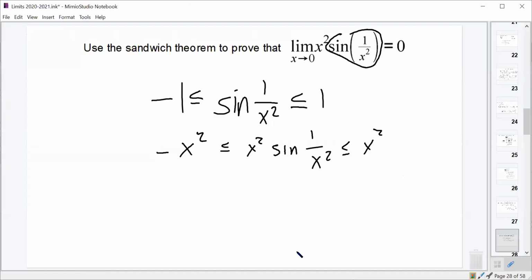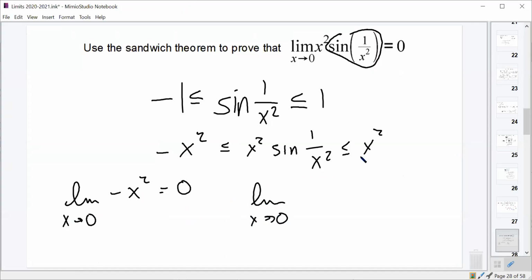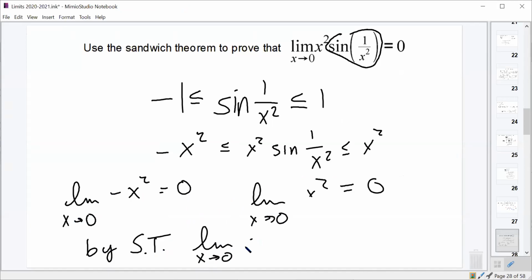Now that we've got that, we can use the sandwich theorem and say that if the limit as x approaches 0, because that's what we're looking for, of negative x squared is what? What is that limit? 0. And if the limit as x approaches 0 of positive x squared is the same, which it happens to be, it's 0, right? Then that means by the squeeze theorem or the sandwich theorem, the one that's stuck between them, the limit as x approaches 0 of x squared sine 1 over x squared is also equal to 0. Any questions on that? Does that make sense?